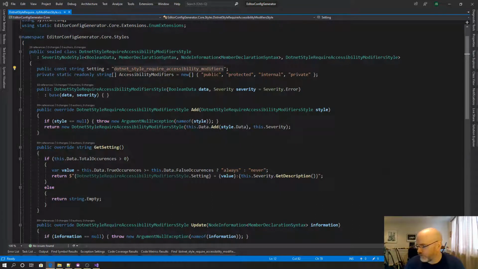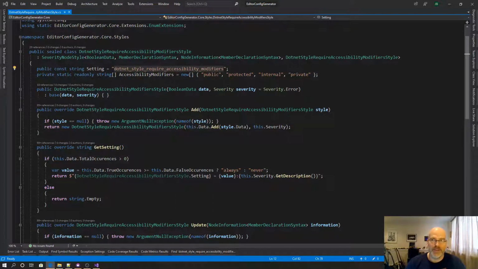yeah, he says true or false, and it's not true or false. It's actually different. I have it right here. It's always or never. But there's also two more. There's omit if default, and that's the one that he mentioned. But then there's for non-interface members. And if you look at the documentation, it says this is the same as always, and has been added for future proofing if C# adds default interface methods.